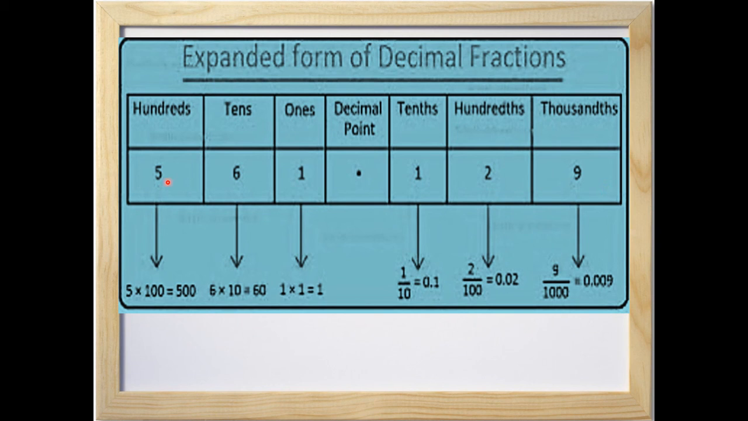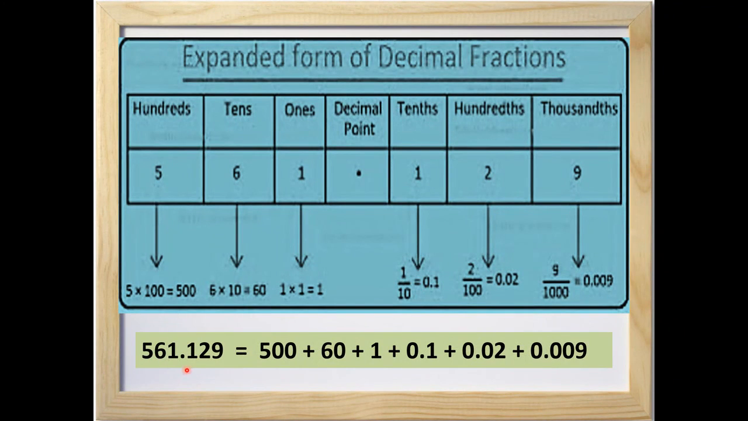561.129. So the place value of 5 is 500. The place value of 6 is 60. The place value of 1 is 1. The place value of 1 in the tenths place is 0.1. The place value of 2 in the hundredths place is 0.02. And the place value of 9 in the thousandths place is 0.009. That means 561.129 can be written as 500 plus 60 plus 1 plus 0.1 plus 0.02 plus 0.009. Is it clear, children?